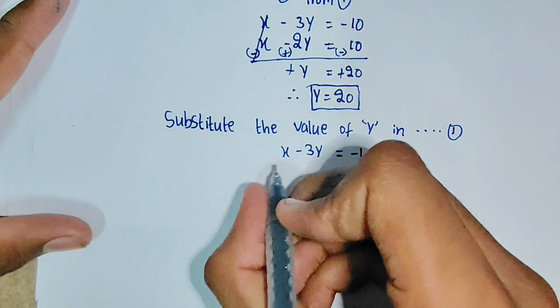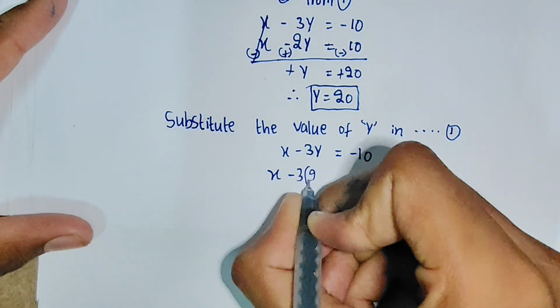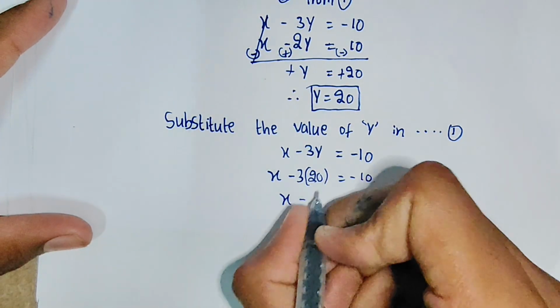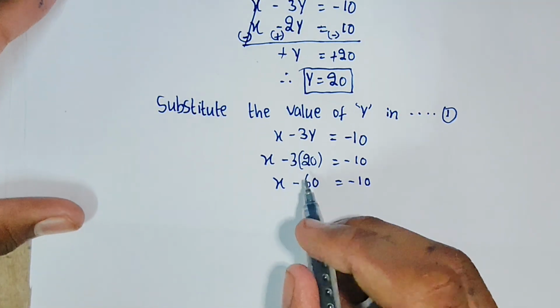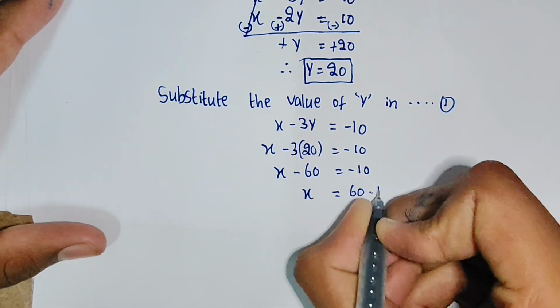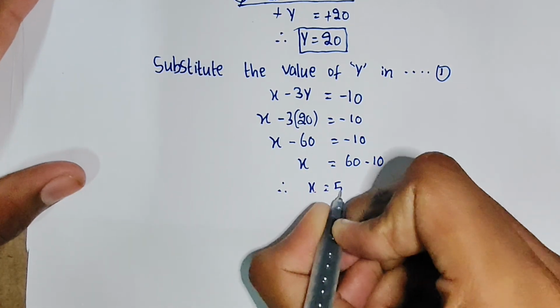What is the value of y? 20. So x minus 3 into 20 equals minus 10. x minus 3 twenties are 60 equals minus 10. I am going to transpose the minus 60 to the right side, then it becomes x equals 60 minus 10. Therefore, we got x equals 50.